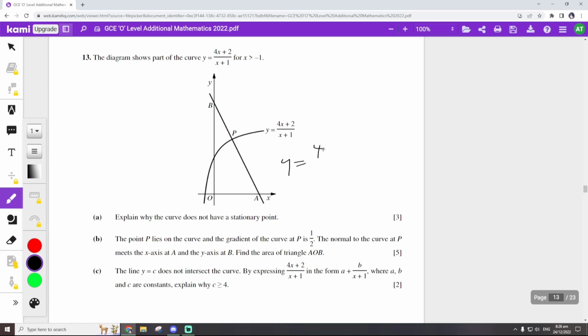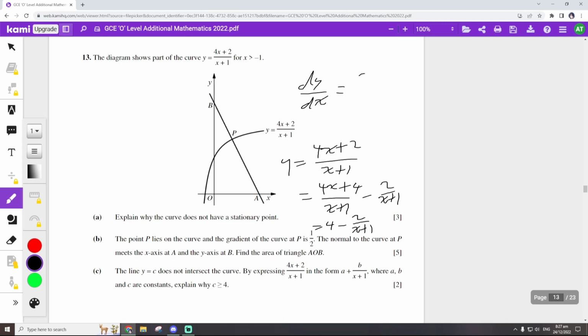So I'm going to show you two ways to find the derivative. I can actually write this as 4x plus 4 divided by x plus 1 minus 2 divided by x plus 1. Then I factor out the 4, I will get 4 minus 2 over x plus 1. It's very easy to deduce from here that dy dx is just 2 over x plus 1 square, right?